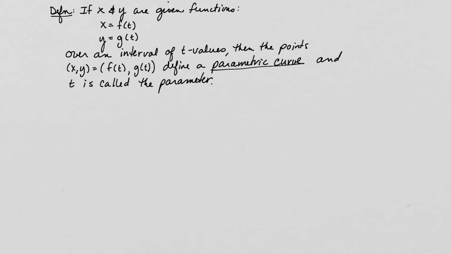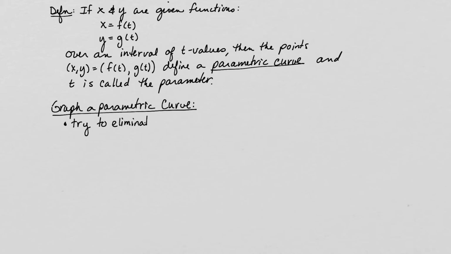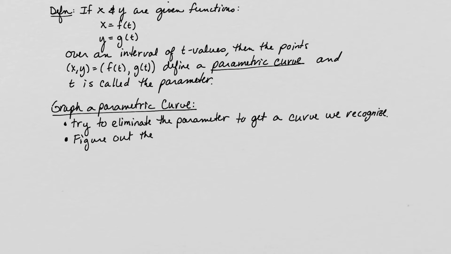So the first thing that we're going to do is work on how do you graph a parametric curve? How do you figure out what's happening? To graph a parametric curve, we are going to do the following steps. We're going to try to eliminate the parameter if possible, to get a curve we recognize. And then figure out the direction on the curve.